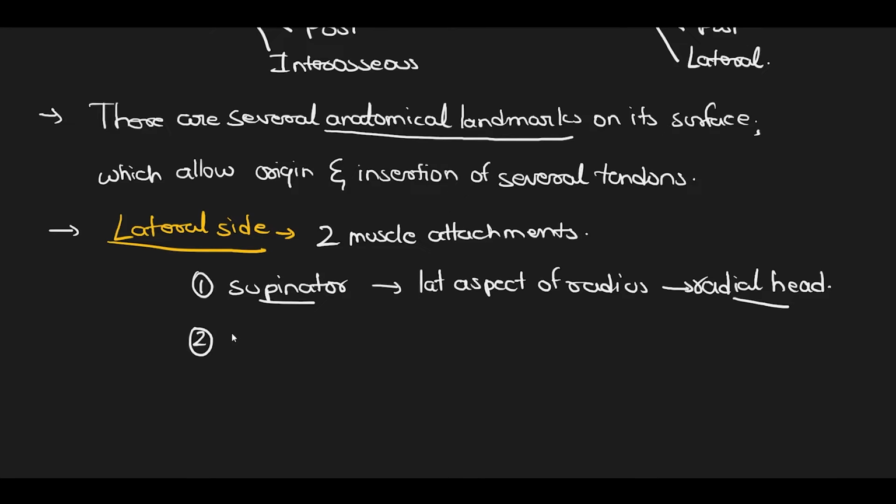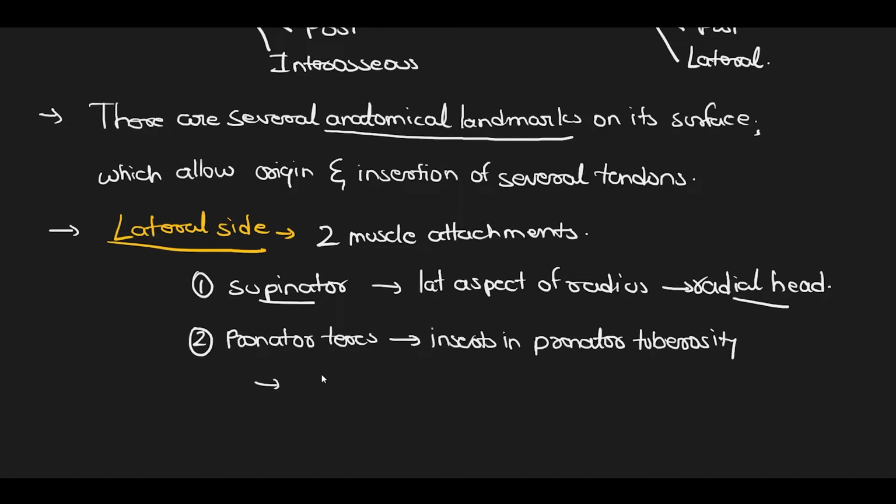Now let's talk about the second insertion. It helps in attachment of the pronator teres muscle. It inserts in the pronator tuberosity. So where is this pronator tuberosity present? It is present just below the supinator attachment. As I told you, the supinator attaches in the radial head, and the pronator teres attaches in the pronator tuberosity.